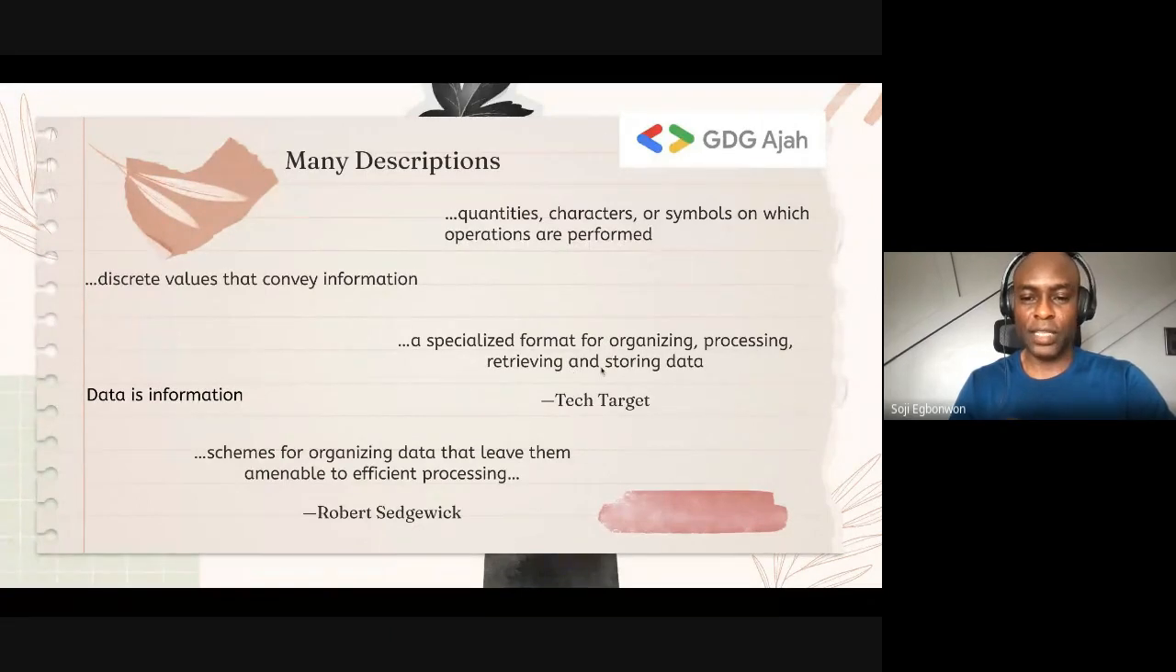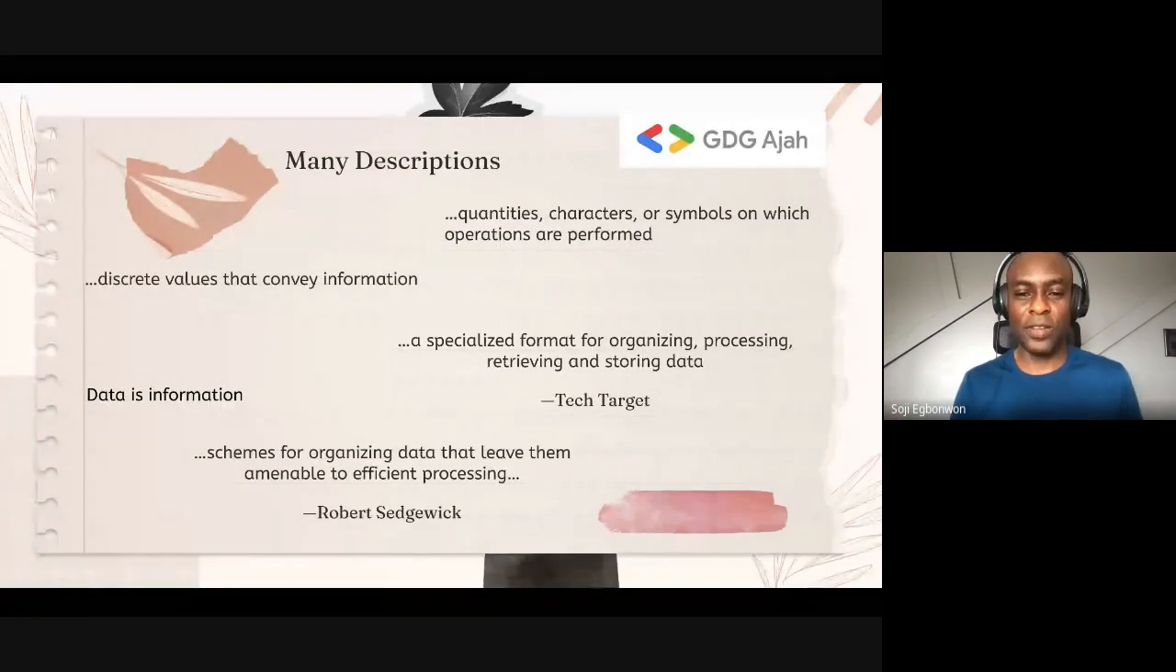It begins to get much more interesting when some people say it is a specialized format for organizing, processing, retrieving, and then storing data. So it is getting wider at that point. At this point, it looks like we are moving away from just the data to how it is structured. Specialized format. And Robert Sedgewick is a renowned expert in this field, has written a book on the topic of algorithms, and his own definition is schemes, conveying a sense of structure, schemes for organizing data that leave them amenable to efficient processing.